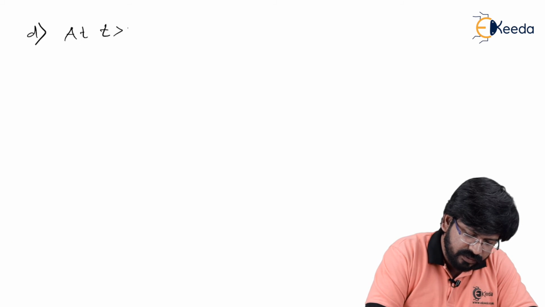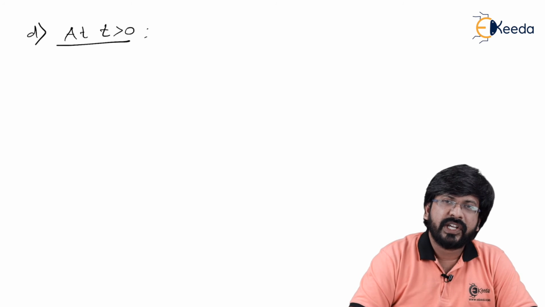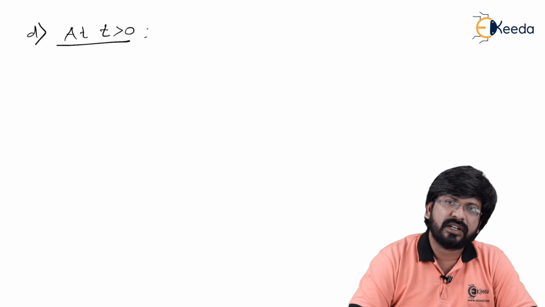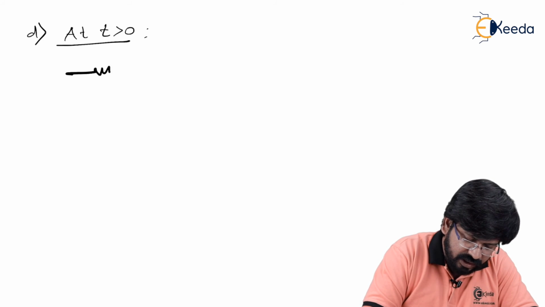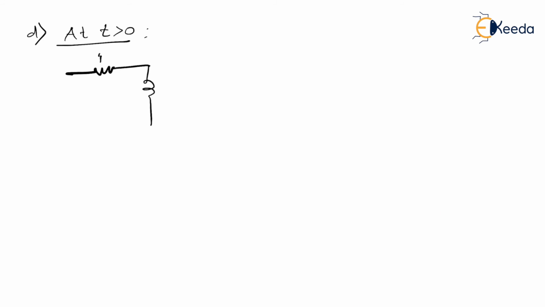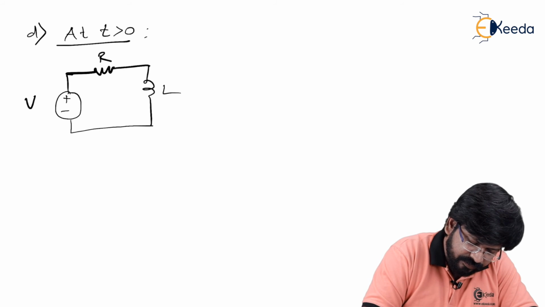Let's see part D. At t greater than 0. Please remember, at t greater than 0, inductor acts as inductor, capacitor acts as capacitor. Very simple to remember. So let's see. It is just an RL circuit here connected to supply, let's say V. The current flowing through this is I of t.